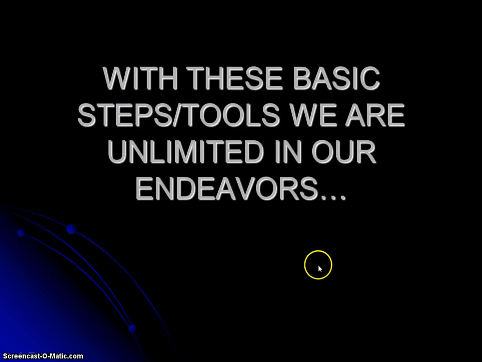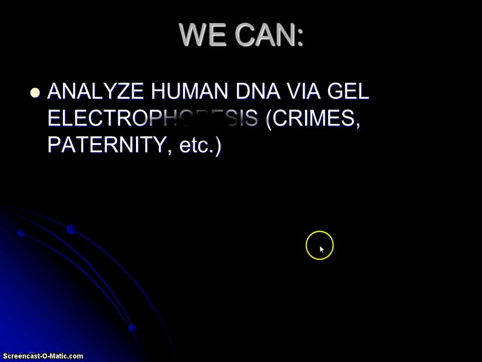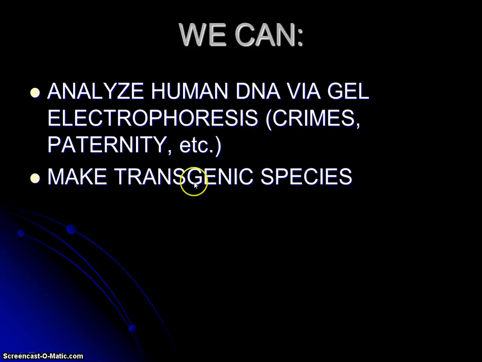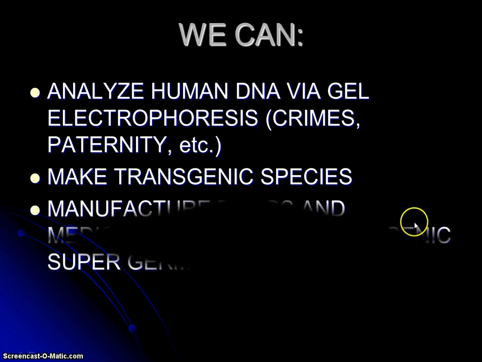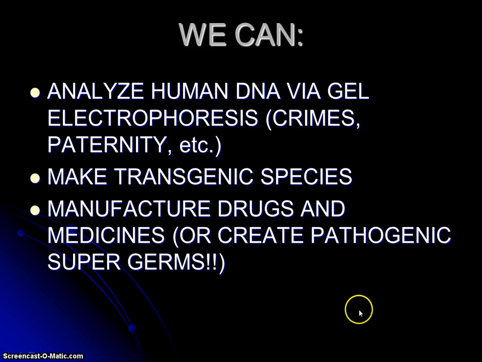So overall, before we start playing with these tricks in class again, remember, we can analyze human DNA with gel electrophoresis to solve crimes, paternity cases, etc., to compare DNA. We can make transgenic species, which, as we said, could make a glow-in-the-dark plant, or bacteria with human genes, or humans with mouse genes, etc. We're really unlimited on what we can do with that. Actually, very, very crazy. Some of our tricks, etc.